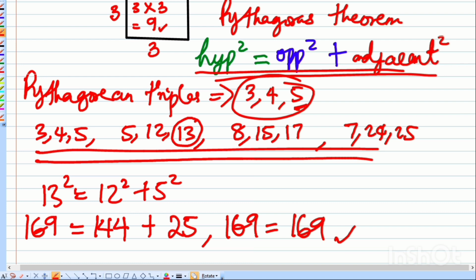And then remember, the Pythagoras theorem is: the hypotenuse squared is equal to the opposite squared plus the adjacent squared. So in the next video, we're going to use our knowledge of the Pythagoras theorem to solve questions.